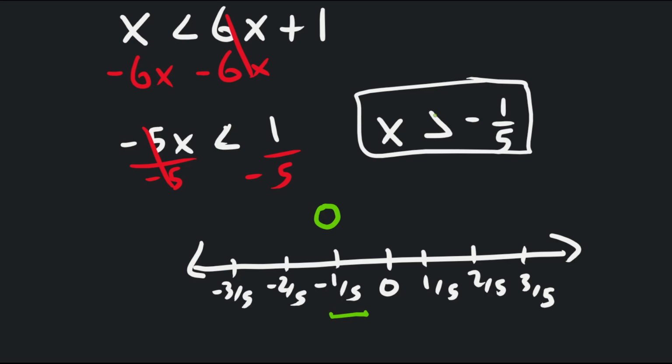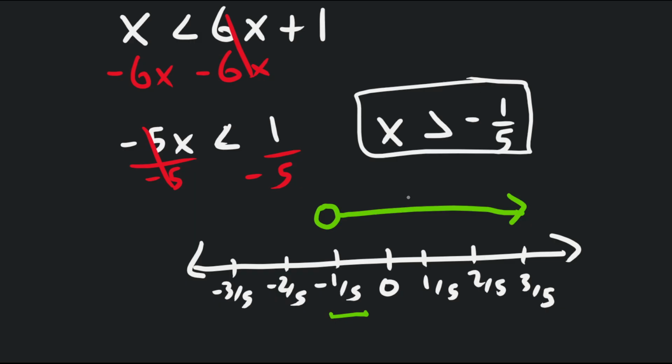And which way do we go? Well, this is x greater than, so where are the greater numbers? They are to the right of the number line. And if it was a less than, it would be the other way, to the left, but greater than is to the right of the number line. And there we go. That's how we plot it on a number line.